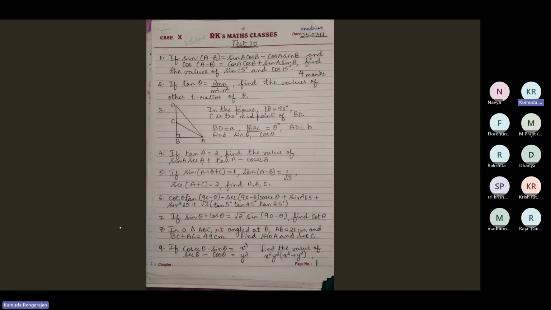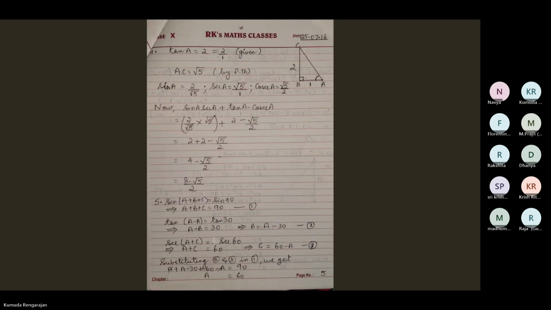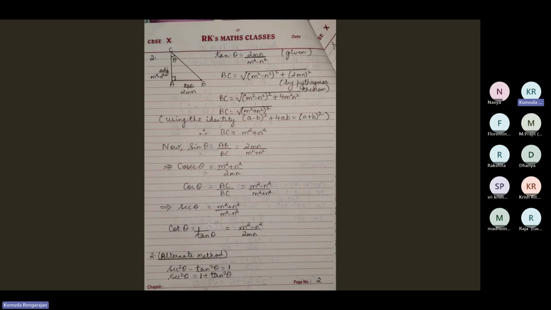Has anyone completed this and got the values for A, B, and C? Ma'am, value of A is 60, B is 30, and C is 0. 60, 30, 0. Oh, I missed the fourth one. I'm sorry. Okay.